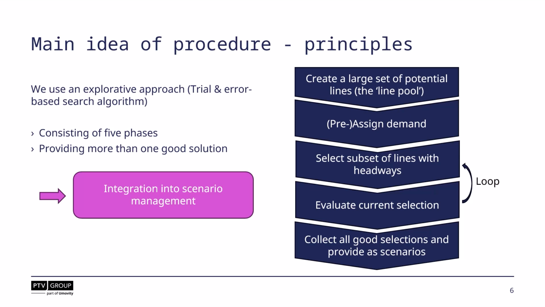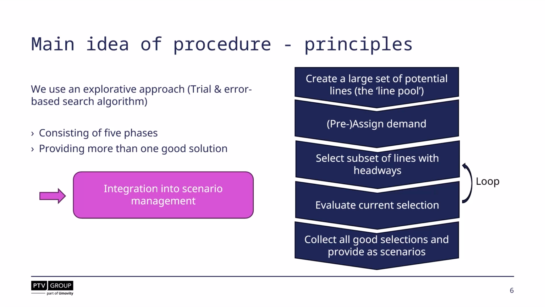In the first step, we create a large set of potential lines, the so-called line pool. Then we assign demand to these lines, and then within a loop, we select subsets of lines and apply a headway for each of these, and then we evaluate this selection in a loop until we do not find any improved solutions anymore. One characteristic of this kind of algorithms is that we do not only find the best solution, but many good but different solutions.